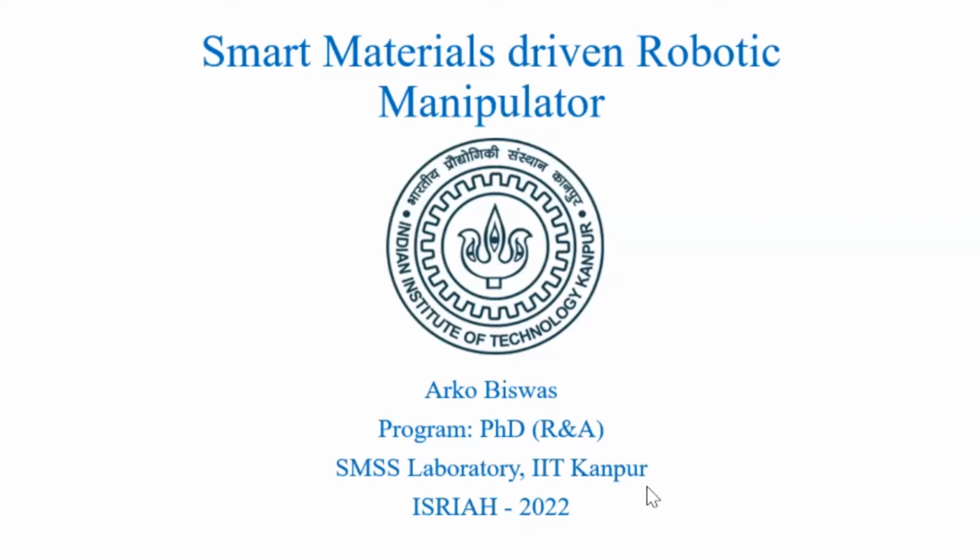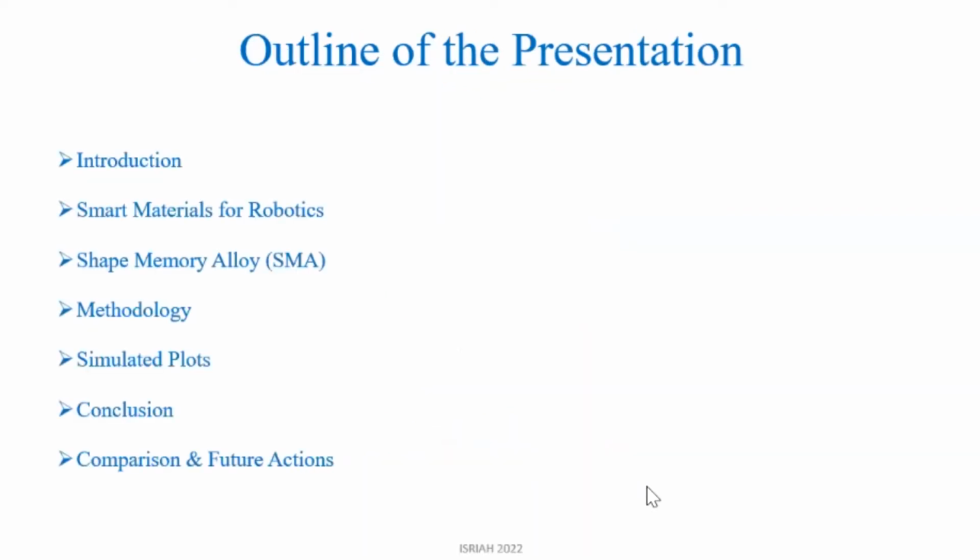So, first of all, that's my outline of presentation. First I will introduce what is the need of robots and especially what is the need of smart materials based robots. Then I will try to put some light on what are the useful smart materials that are suitable for use in robotics. Then I will focus on my research area, as we are focusing mainly on the shape memory alloys, which is also a smart material. We are trying to use these shape memory alloys to actuate the robotic manipulators.